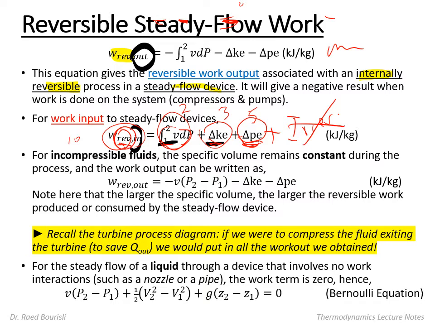However, if this was an irreversible, you cannot have 10, you cannot have 2, 3, 5, because there are, again, 3 or 4 or whatever kilojoules that goes into the irreversibilities. So this will be like 13 or whatever. For an incompressible fluid, the specific volume remains constant during a process. So this integration is easy.